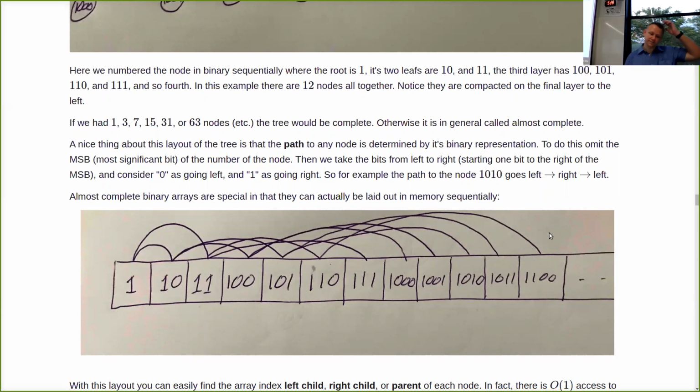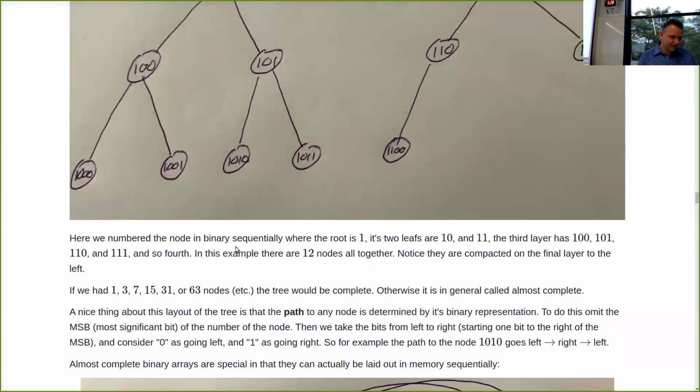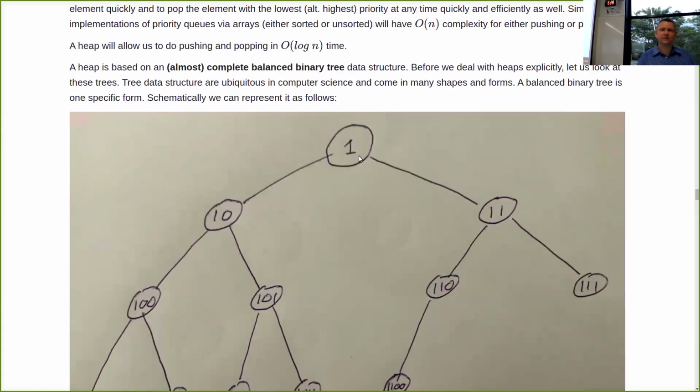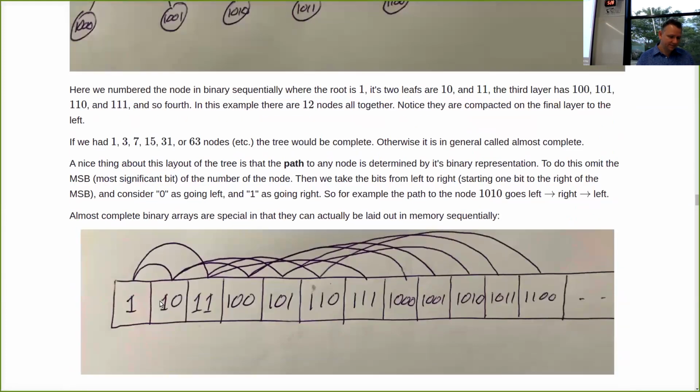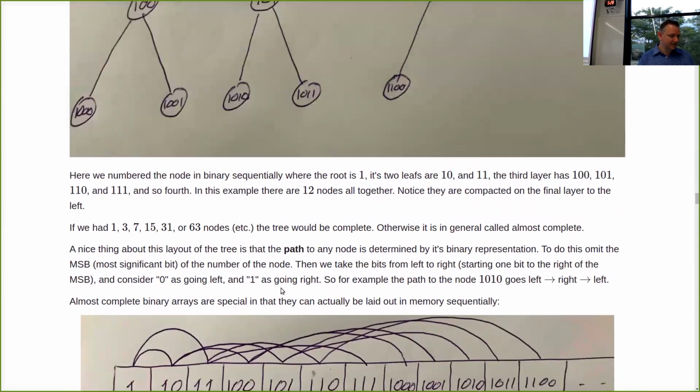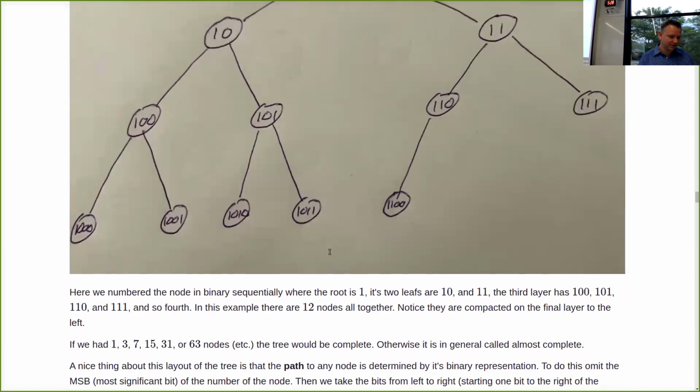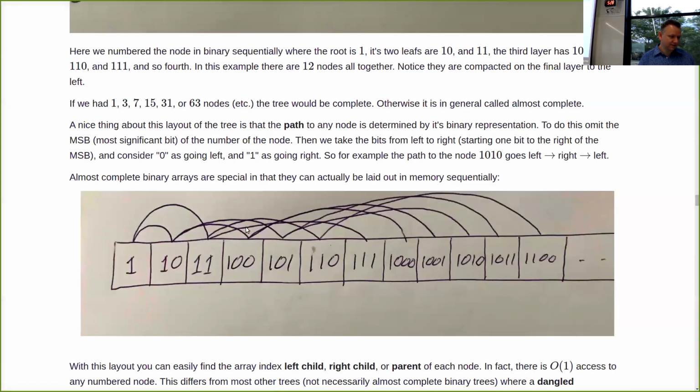To get down a layer, you'd take all your bits and shift them left by 1. And then you would add a 0 or 1 at the end, depending on whether you went left or right. And if you follow that pattern, this is the same tree structure. It has the same topology with these curved lines here.